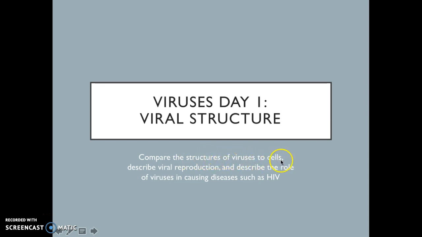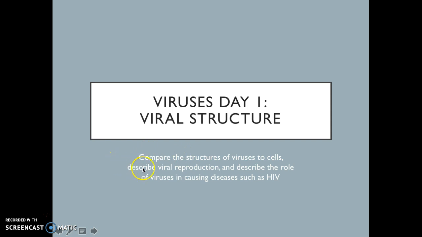So we have already talked about prokaryotes and eukaryotes. If you need to review some of those things, please go back to your notes and make sure that you understand the differences between those two types of cells. Now we're going to compare prokaryotes and eukaryotes to viruses.